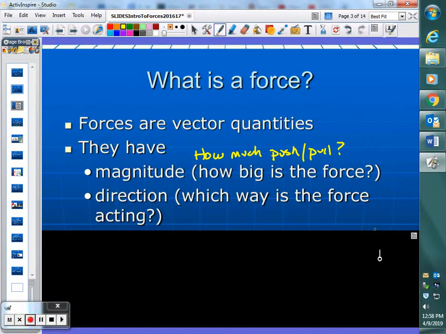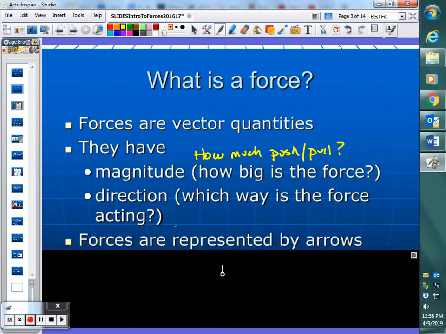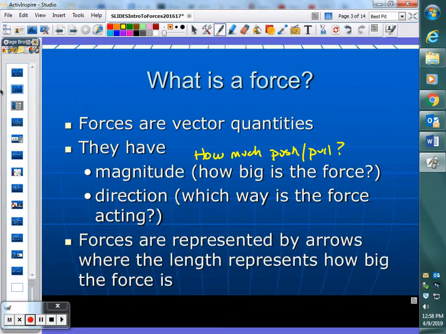An arrow, right? Arrows are very, very useful for representing vector quantities. They already have a built-in direction, right? If you draw an arrow pointing in a certain direction, that means that's the direction that arrow is pointing. So as we go along, we are going to use arrows to represent forces.